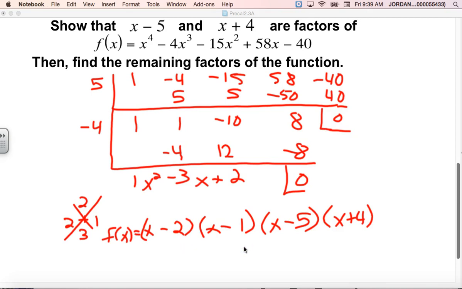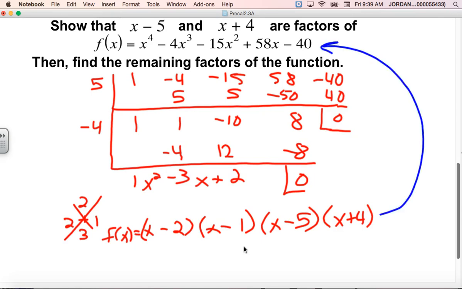And then we can write the function with the two factors the problem gave us, x minus 5 and x plus 4. So f of x equals x minus 2 times x minus 1 times x minus 5 times x plus 4. And that should be the same as this expression up here if we multiplied everything out.